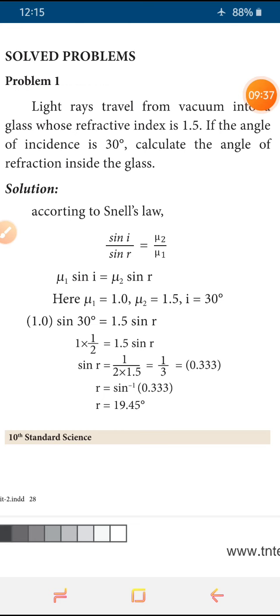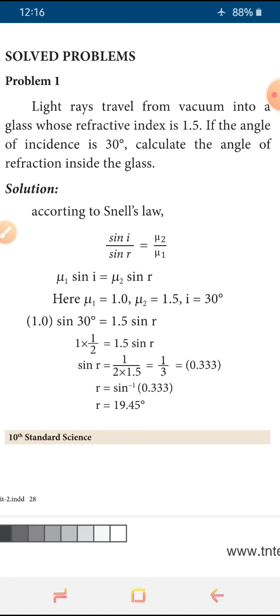Let me discuss the problems in this unit, solved problems. The first problem: light rays travel from vacuum into glass whose refractive index is 1.5. Refractive index will be taken as mu. If the angle of incidence is 30 degrees, calculate the angle of refraction inside the glass. This is the question. Here we are going to use Snell's law. As per Snell's law, sin i divided by sin r is equal to mu 2 divided by mu 1. Cross multiplication gives mu 1 sin i is equal to mu 2 sin r.